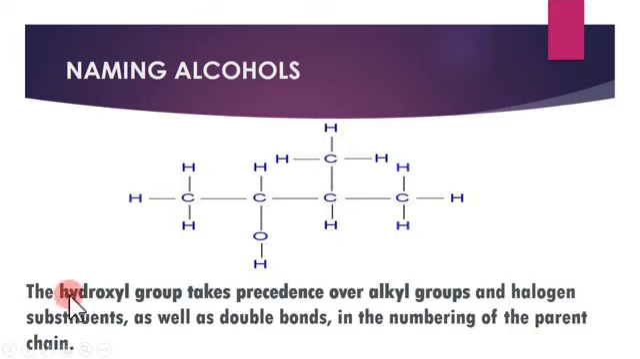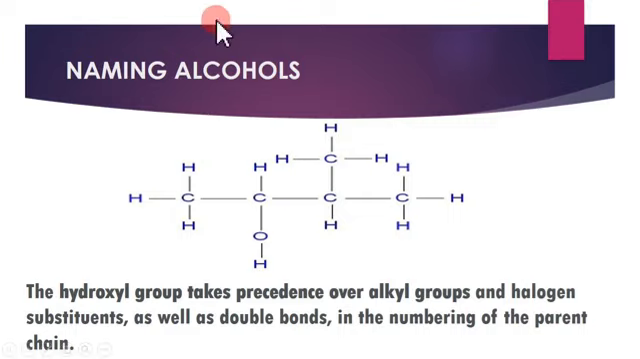Now let's look at the rule. It says the hydroxyl group takes precedence over alkyl groups and halogen substituents, as well as double bonds, in the numbering of the parent chain. So that means whenever we number and we see that the hydroxyl group is in the same position with the substituents or the alkyl group, then we have to note that the OH will take precedence over the alkyl group or the halogen substituents.